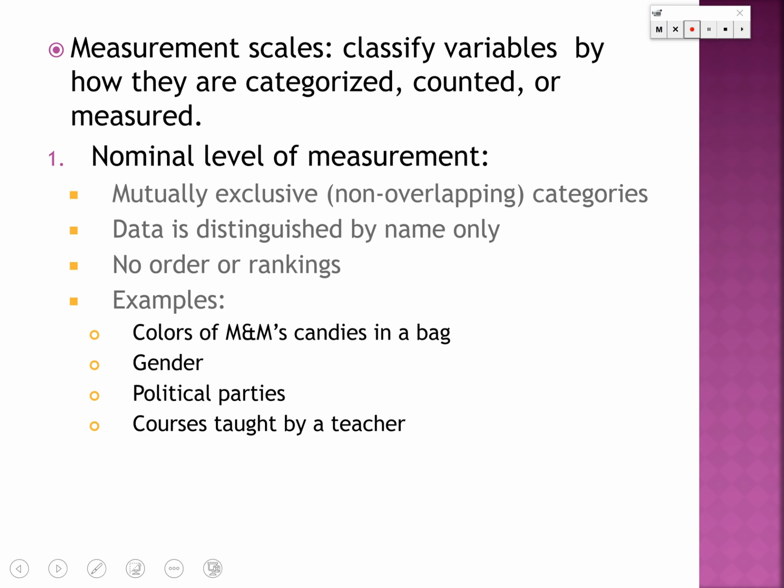A few examples of nominal level of measurement: the actual colors of M&Ms in a bag, gender, political parties, courses that are taught by a teacher. So just a few things. I remember nominal, and name both start with N. This level of measurement is by name only.